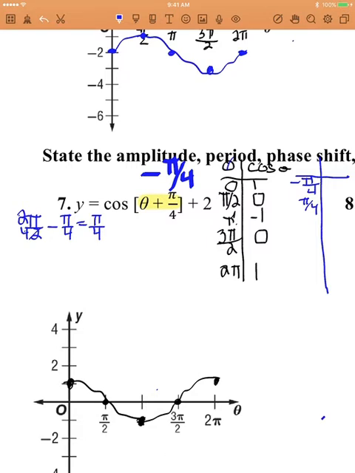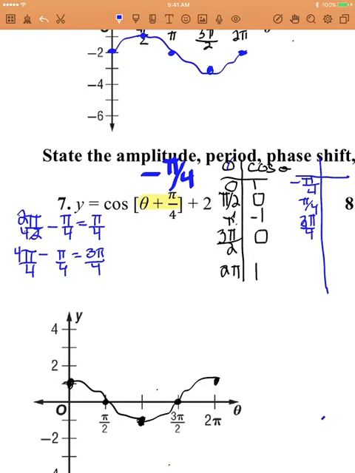Now let's do the pi. So let's take pi and subtract pi over 4 from it. So now this becomes, let's multiply the bottom by 4 to get the denominator 4 and the top by 4. So then I get 4 pi minus pi equals 3 pi over 4. So that's my next one, 3 pi over 4.